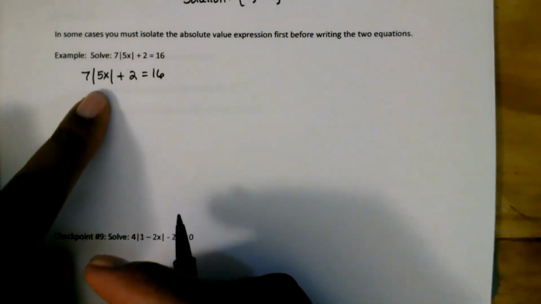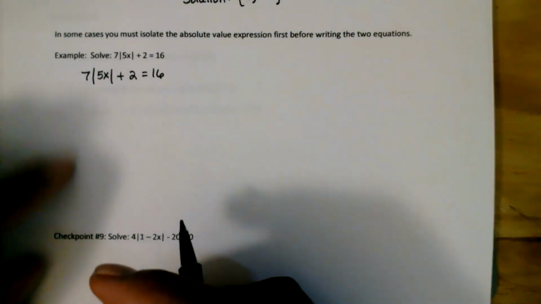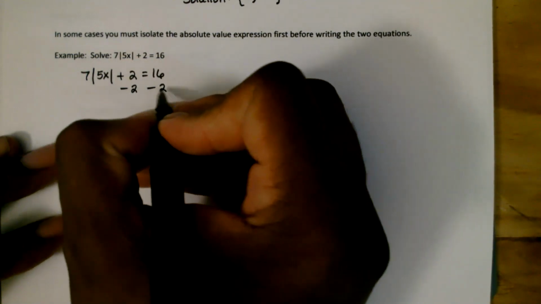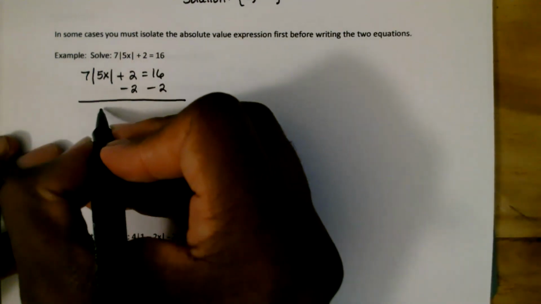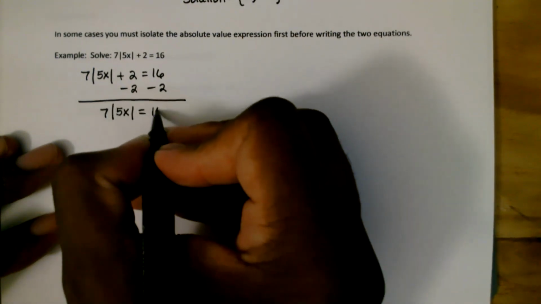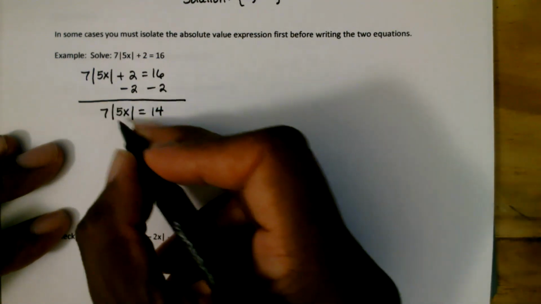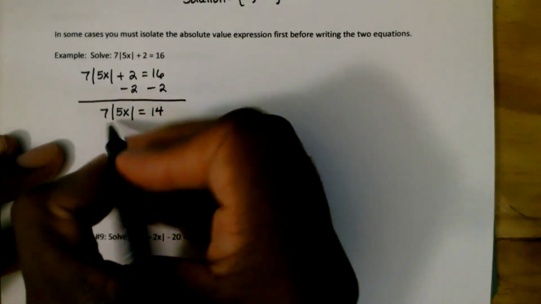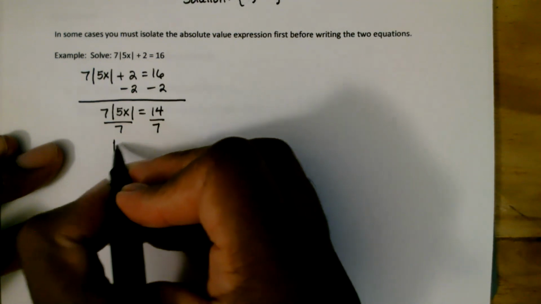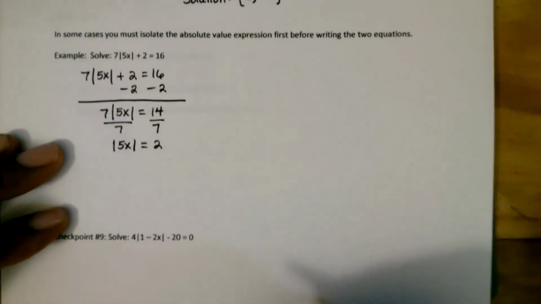First of all, we need to isolate the absolute value of 5x. That means I need to get rid of the 2 and get rid of the 7 that's in front. Let's get rid of the plus 2 by subtracting 2 on both sides. That means I have 7 times the absolute value of 5x equals 14. And then to get the absolute value of 5x by itself, since I'm multiplying it by 7, I need to divide both sides by 7. So we get the absolute value of 5x equals 2.